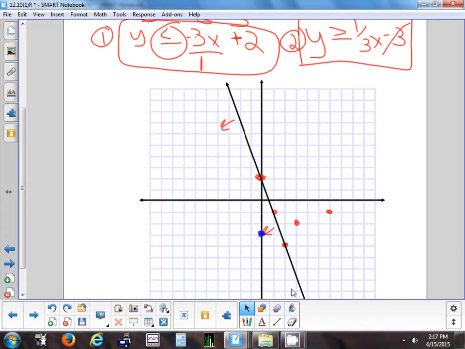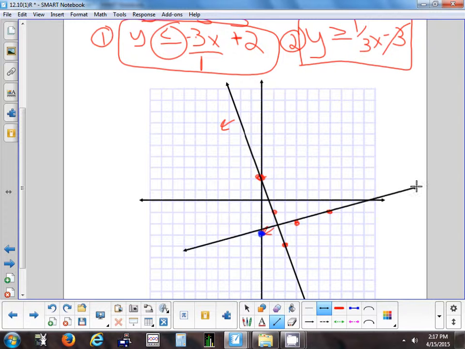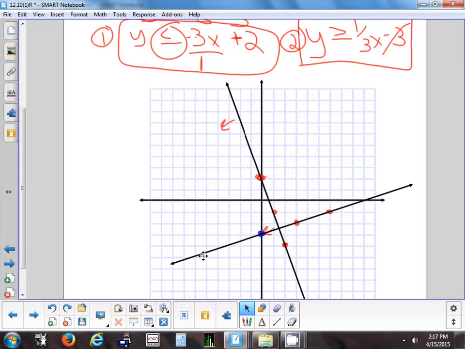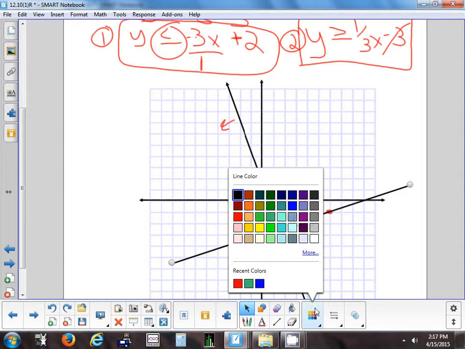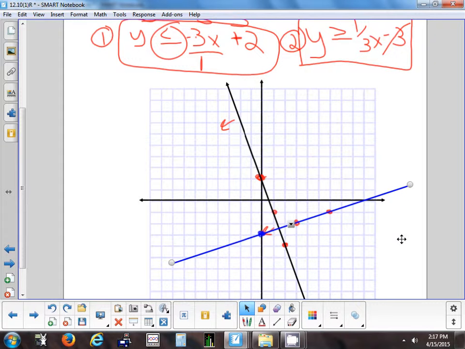All right. Matthew, what kind of a line? Solid, right? Good. Ms. Hayes, draw me a solid line. Nice. Now, with that, Savon, am I going to shade for my second one? Am I going to shade above or below? That's the greater than or equal to, right? Yep. All right.